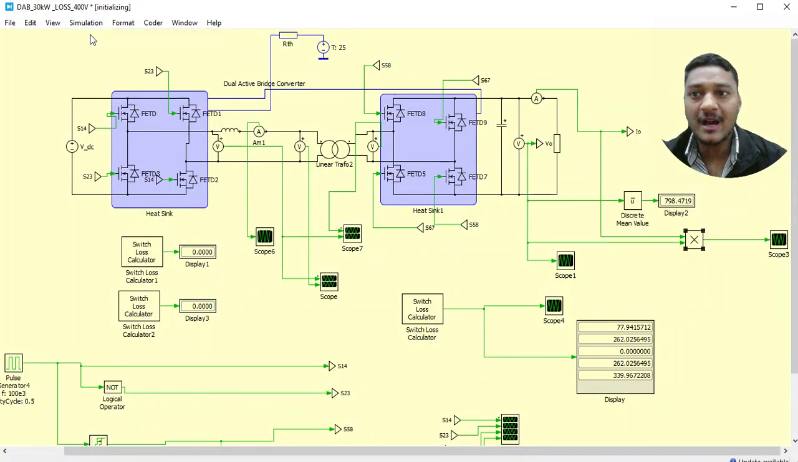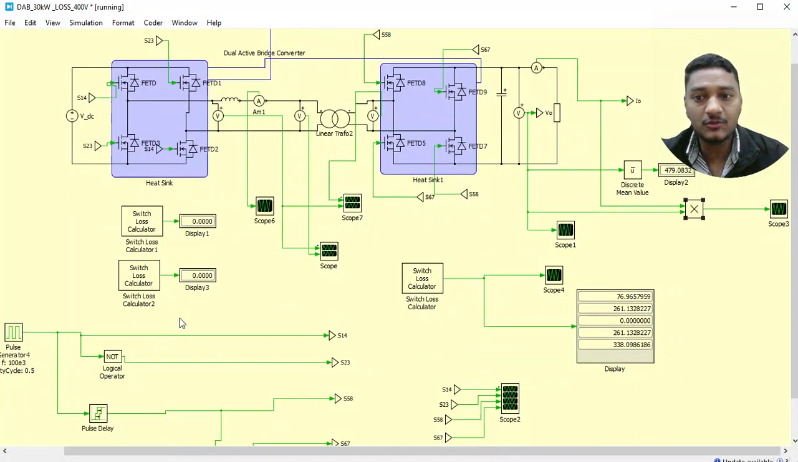Now there is one simulation block. You can just start from here. Once we start, you can observe the things. It will slowly start. You can see basically the losses on the switch. These are the turn on losses. The overall turn on loss in this particular switch is 0. The overall turn on loss here as well is 0, and overall these bridge losses are also 0.